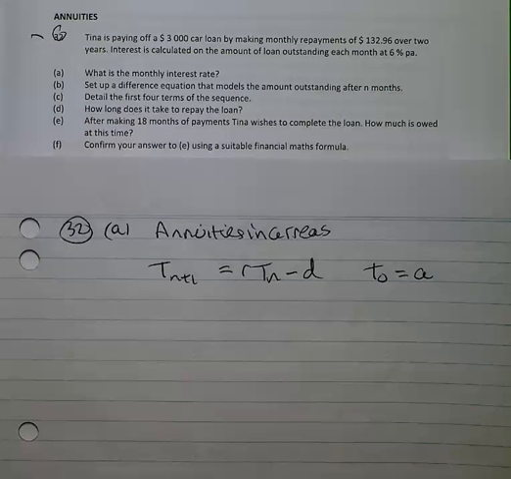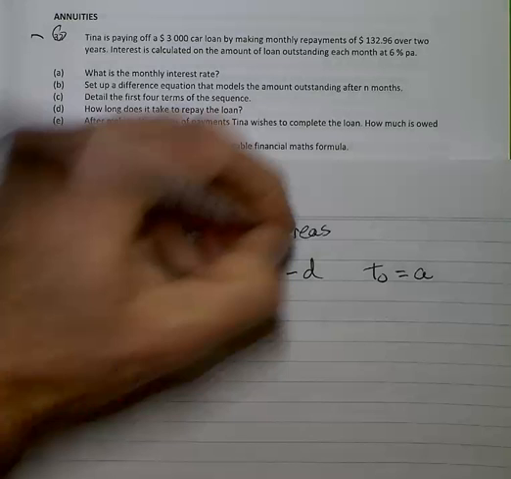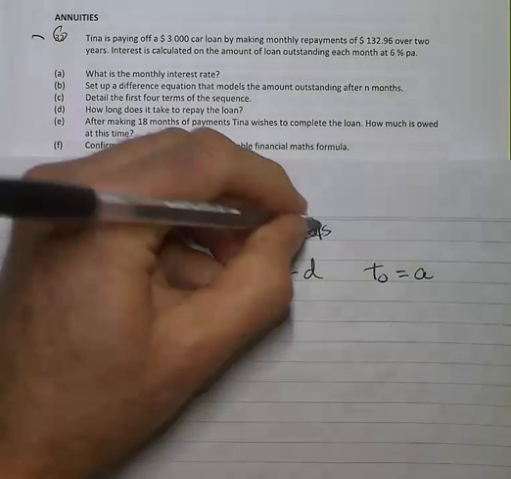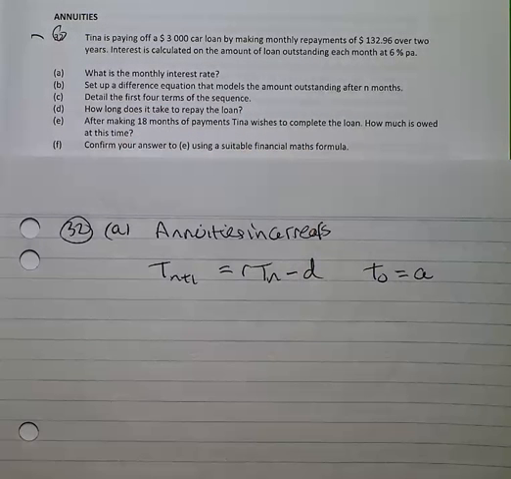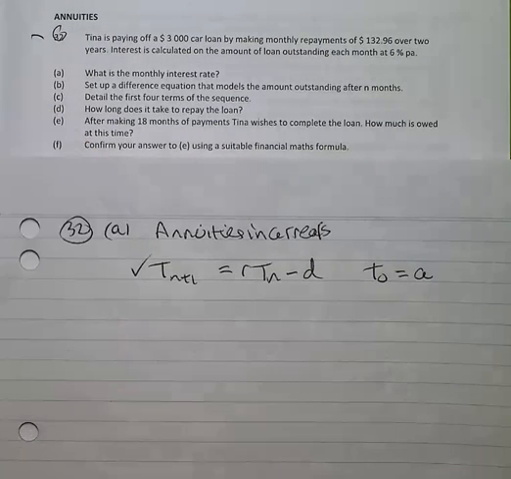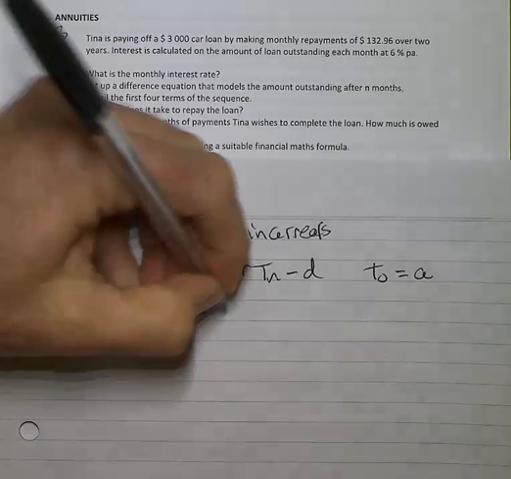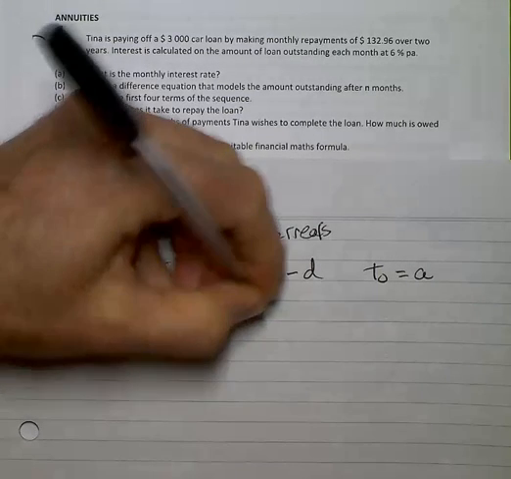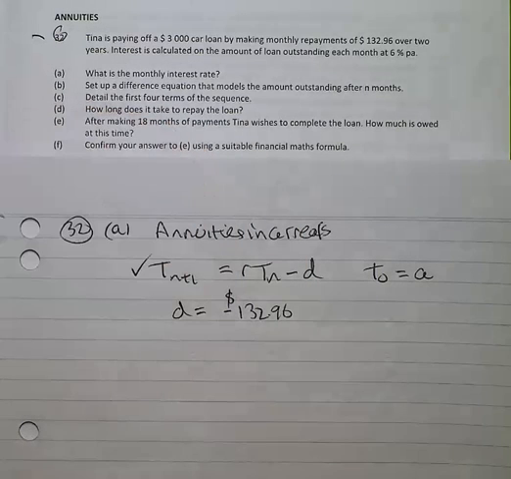So just a reminder, we really only make use of this sequencing when we really want to see a table of repayments or a table of balances. It's a little clunky. Now, Tina's paying off a car loan, so we have annuities in arrears, her repayments or a difference is 132.96 there. Her interest rate is 6% outstanding each month.